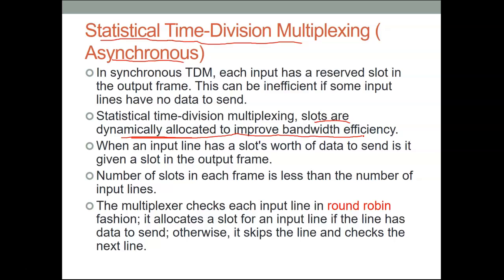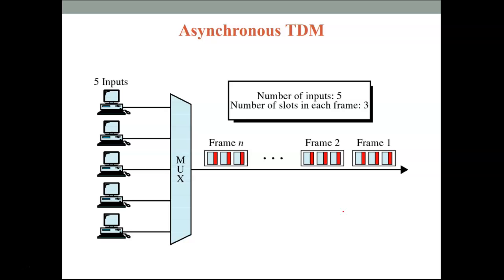How do I decide? Dynamically. When an input line has a slot's worth of data to send, it is given a slot in the output frame. If it has data, then I give it a slot. The number of slots in each frame is less than the number of input lines. It uses a method called round robin to decide how to divide the slots. Let's see this example. Number of inputs 5, however the number of slots is 3 here. I have 5 here, but for example only these 3 want to send, so I give them a slot for each of them.